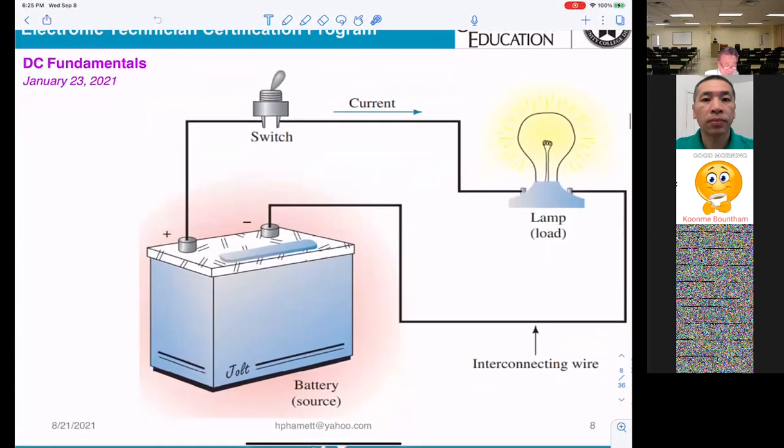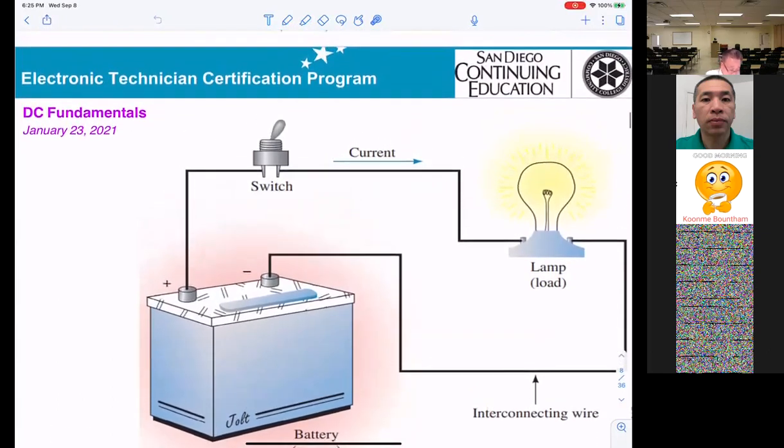So that will be telling you this current only flows from positive to the negative. So that's why they call it direct current. Okay, it cannot be changed, only from positive to the negative.